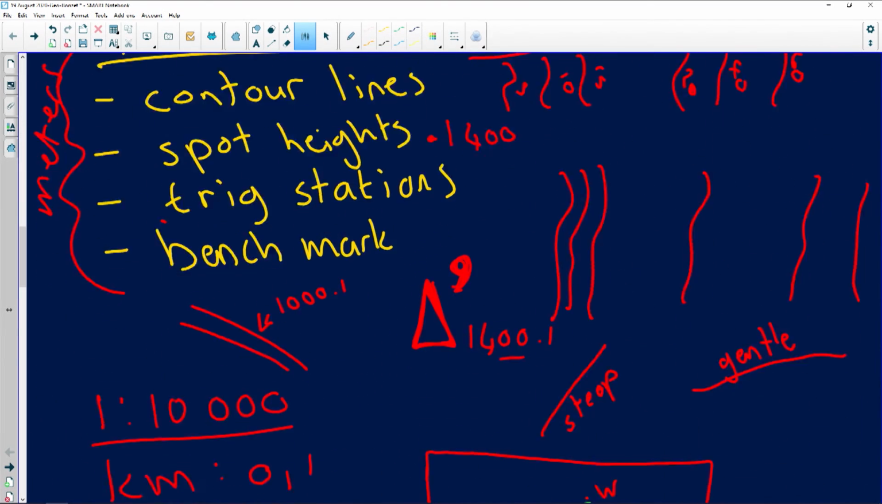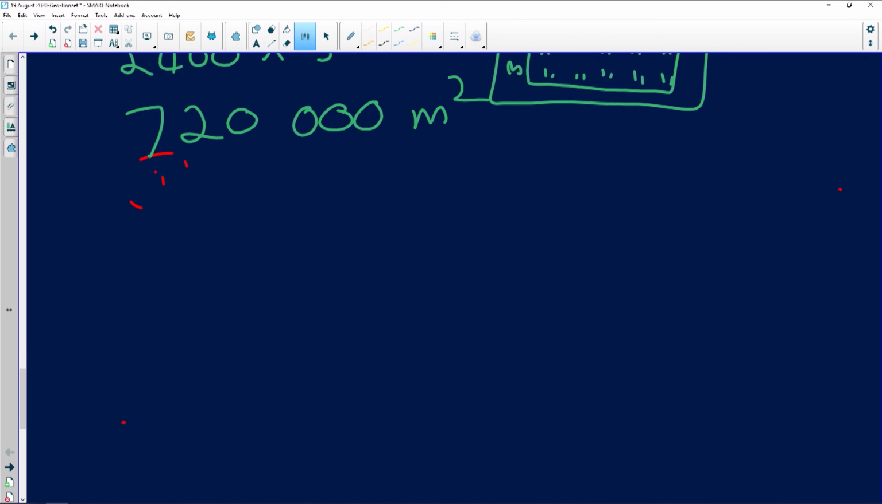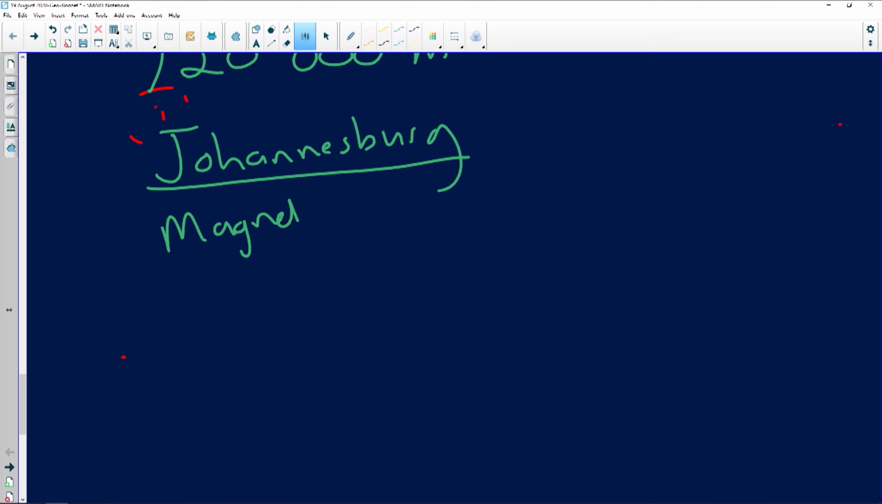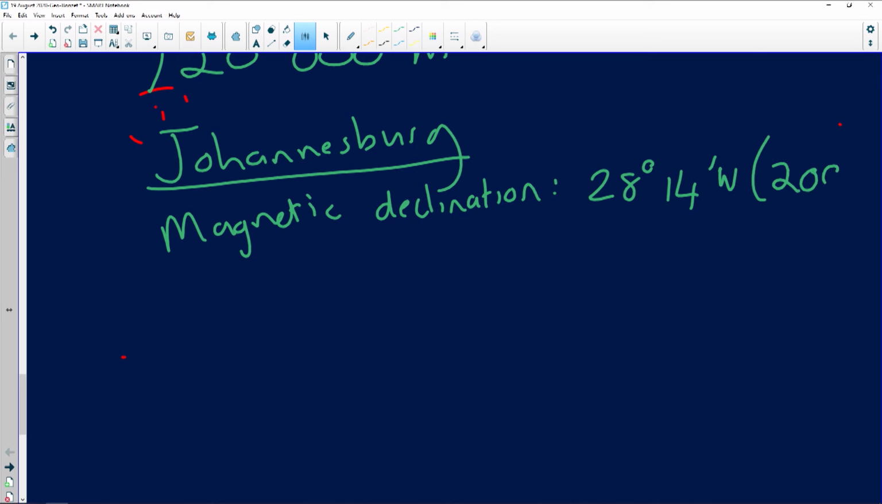Okay, so what it will usually look like, they will provide you with the magnetic declination. I'm just going to use my own one. So let's just use Johannesburg as an example. And let's say we have our Johannesburg map, and they will tell you the magnetic declination for Johannesburg is 28 degrees, 14 minutes, usually west, and the map was drawn in 2001. That's quite important. Okay, that's the first set of information that will be given to you.